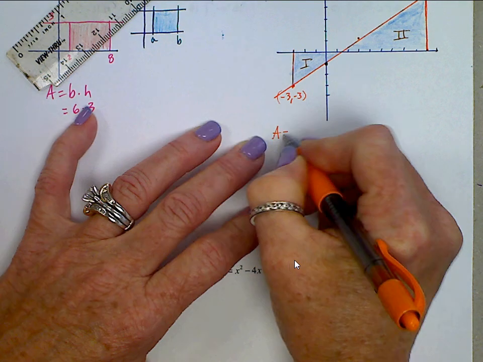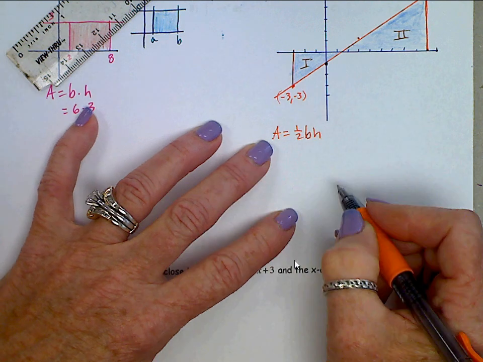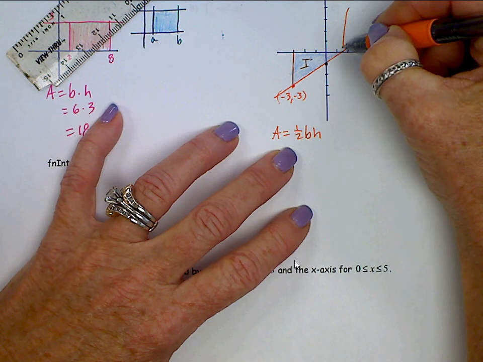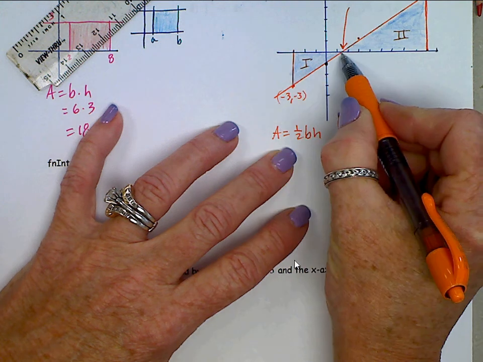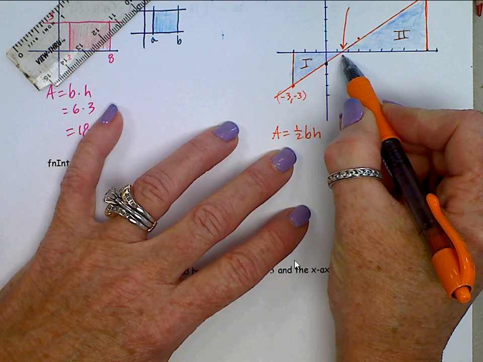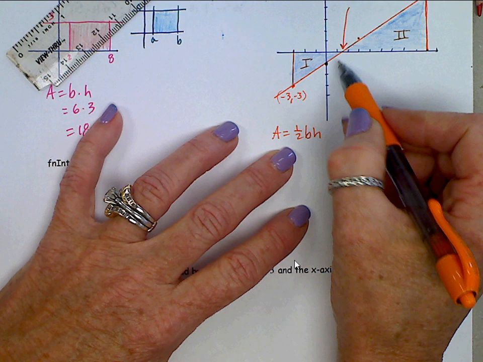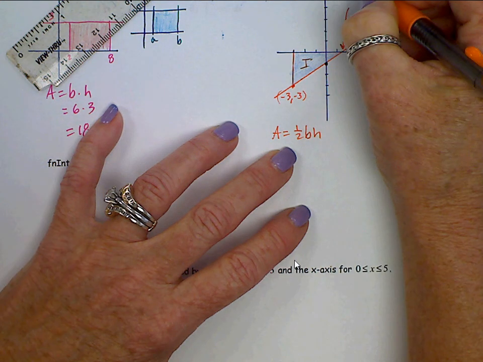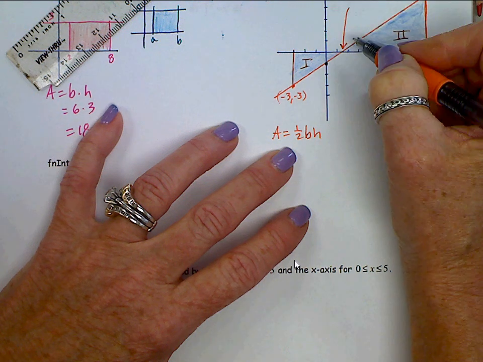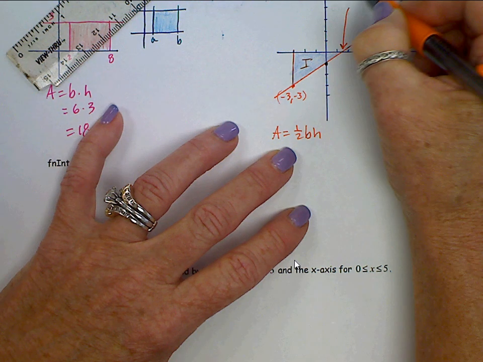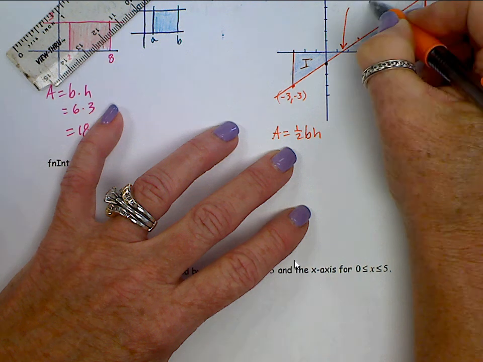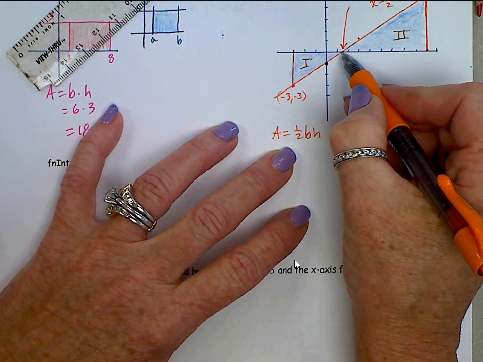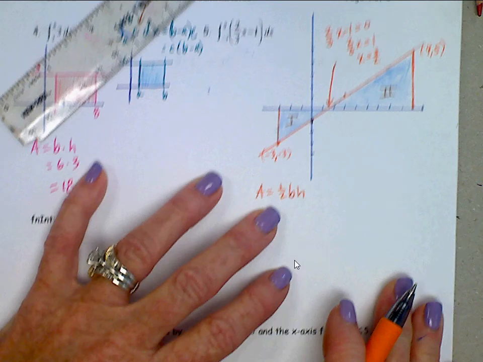Area of section 1, 1/2 base times height. We run into trouble trying to find the base here because I don't know where that's hitting. It's not as nice as if it hit at 1 or 2. And we can find that value by doing 2/3 x minus 1 is equal to 0. Pull that 1 over. 2/3 x equals 1. X is 3/2. So that's happening at 1.5 right here.